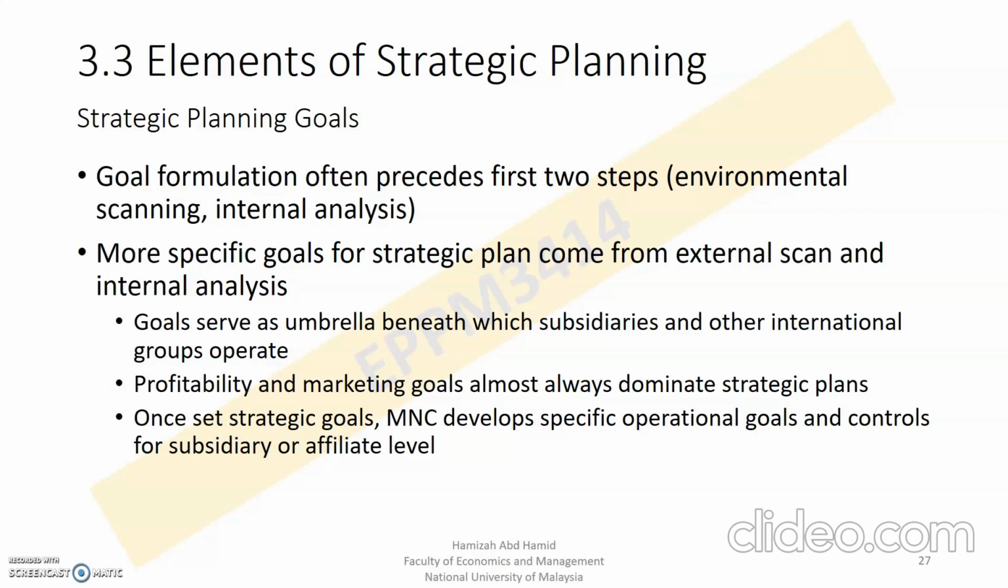Once the strategic goals have been set, the multinational company will develop specific operational goals. This is to be implemented, along with specific controls. We have discussed control last week for the subsidiary and also affiliate level. So whatever goals have been decided in headquarters are likely to be implemented in their subsidiaries or their companies in specific host countries.